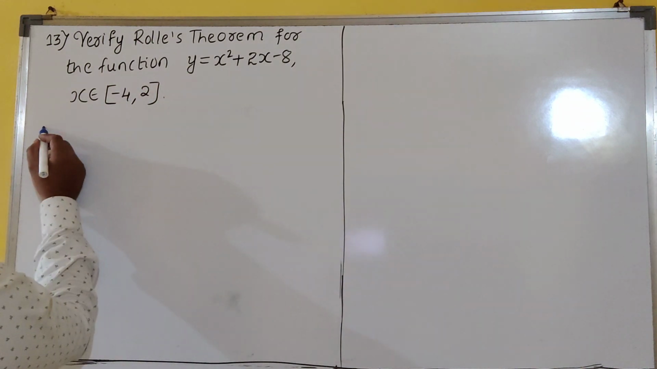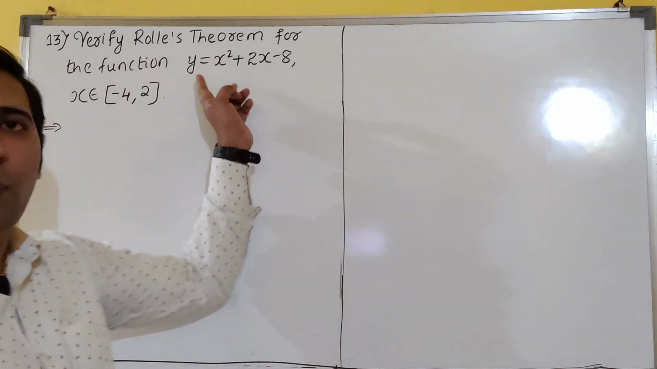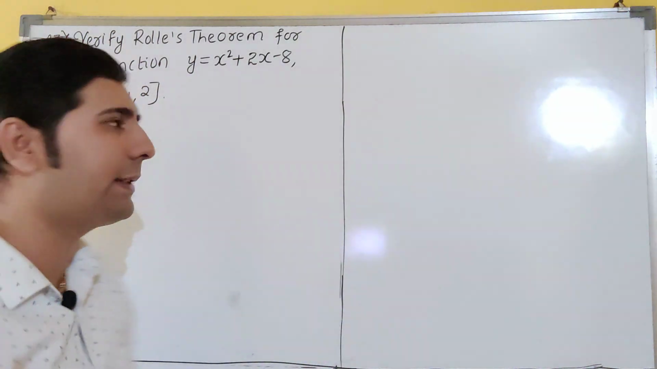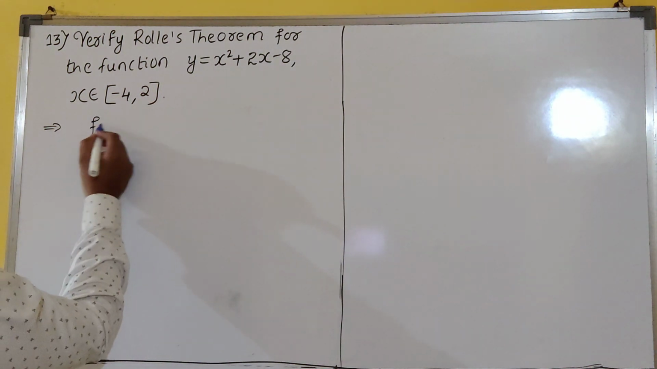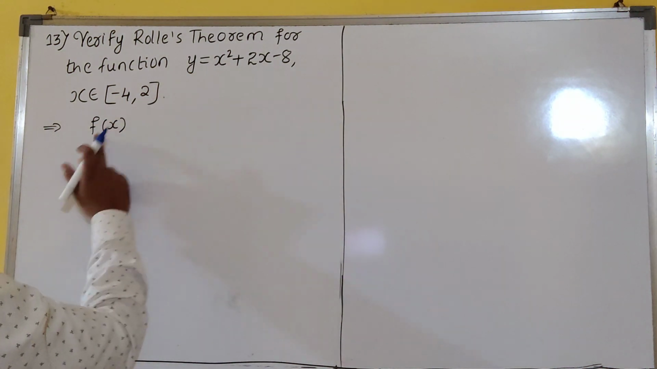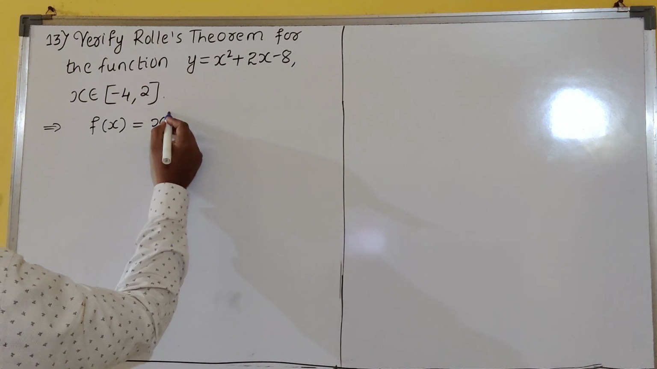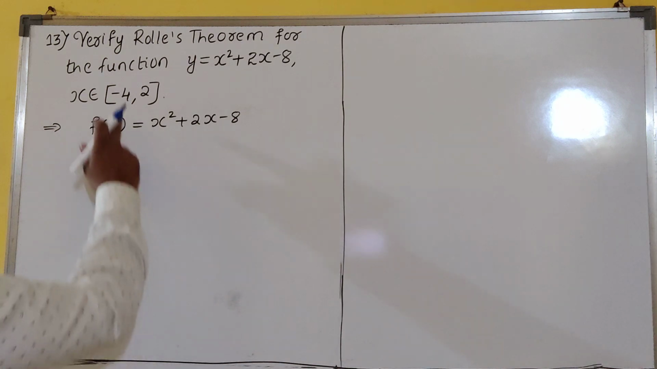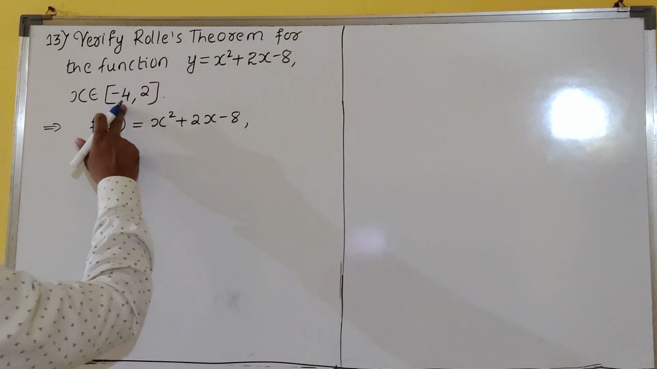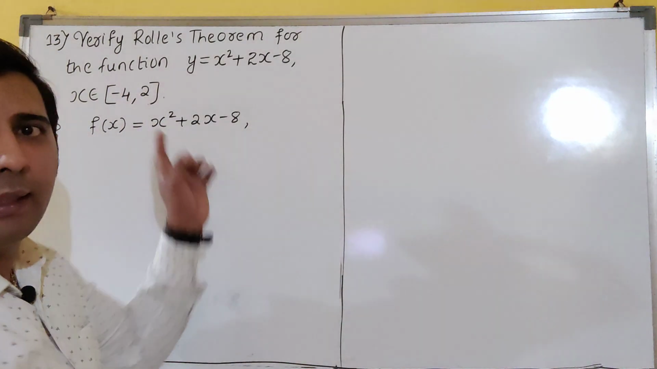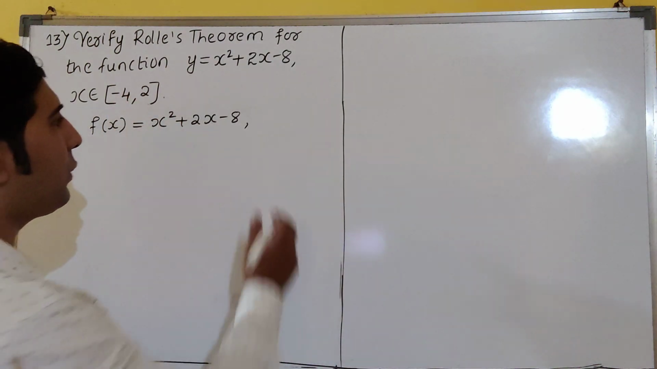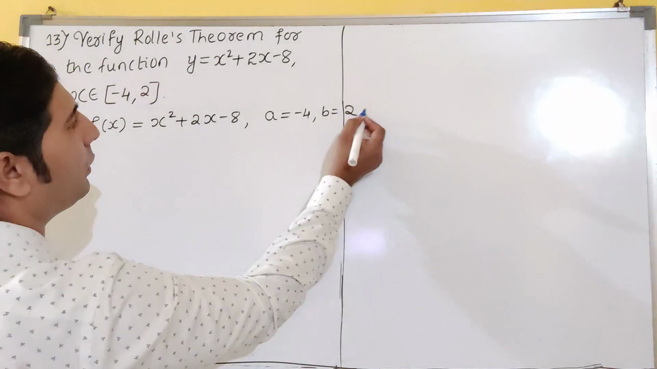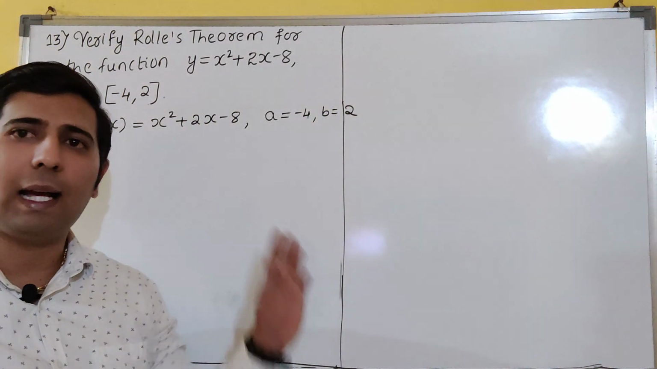So first you write given. Dear students, y is nothing but f of x. So just you have to write f of x here in place of y. So I can write it as f of x is equal to x square plus 2x minus 8. And here x belongs to minus 4 comma 2 means a value is minus 4, b value is 2, dear students. This is your given things I have written.